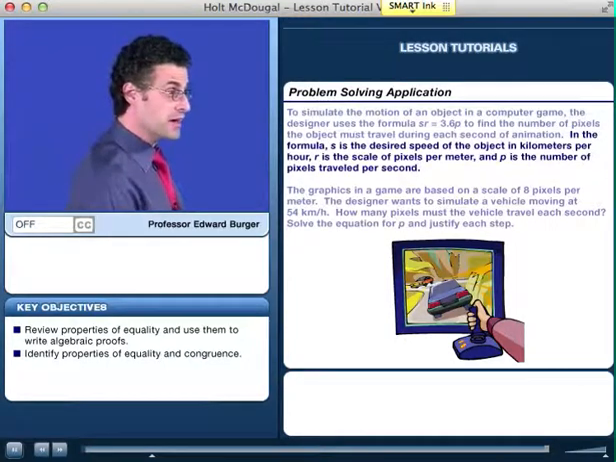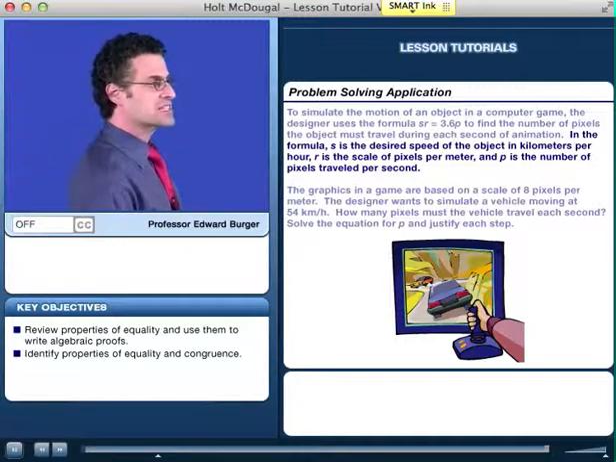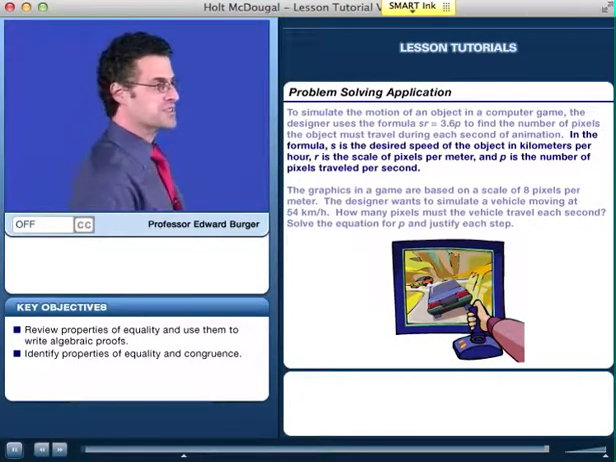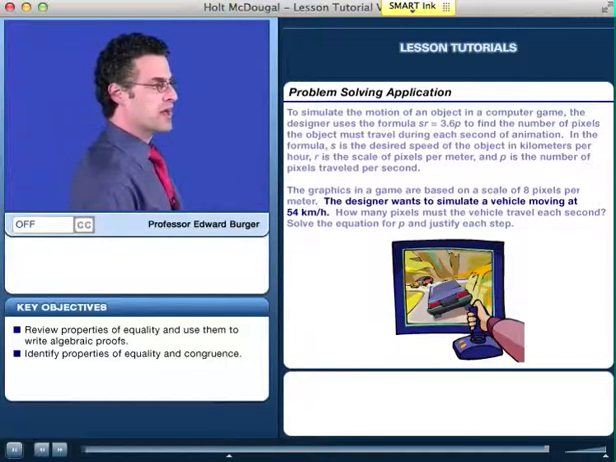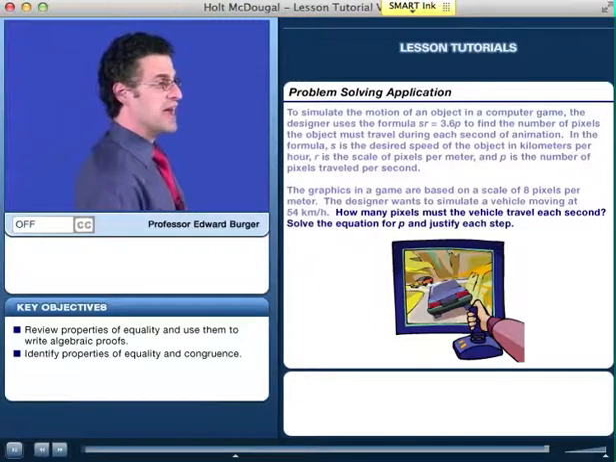Now, in this formula, S is the desired speed of the object in kilometers per hour. R is the scale of pixels per meter, and P is the number of pixels traveled per second. Now, the graphics in the game are based on a scale of 8 pixels per meter, and the designer wants to simulate a vehicle moving at 54 kilometers per hour. The question is, how many pixels must the vehicle travel each second?